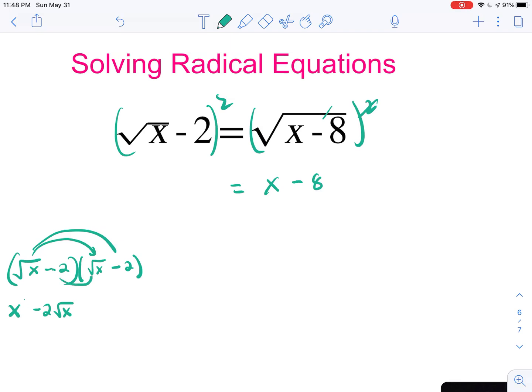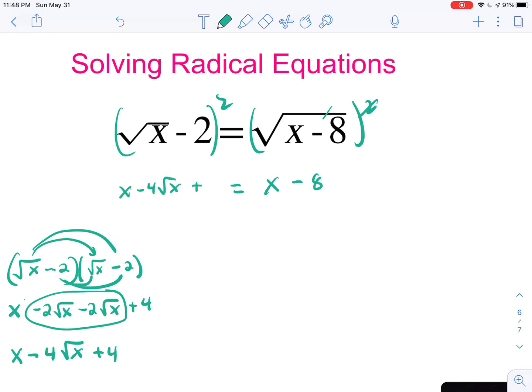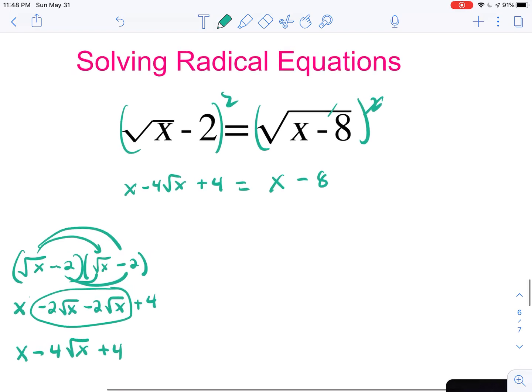Minus 2 times radical x. Minus 2 times radical x, and then a plus 4. These two, if you remember, are like terms because they are like radicals. So that's a minus 4 radical x plus 4. That cannot be simplified any further. So this entire expression is what I replace the left-hand side with. So now we have a new radical equation. We still have one in there, so guess what we're going to have to do?